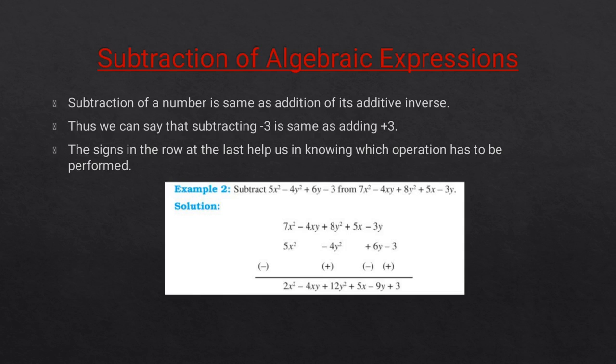And the example says, subtract 5x square minus 4y square plus 6y minus 3 from 7x square minus 4xy plus 8y square plus 5x minus 3. And thus the result obtained by doing so is 2x square minus 4xy plus 12y square plus 5x minus 9y plus 3.